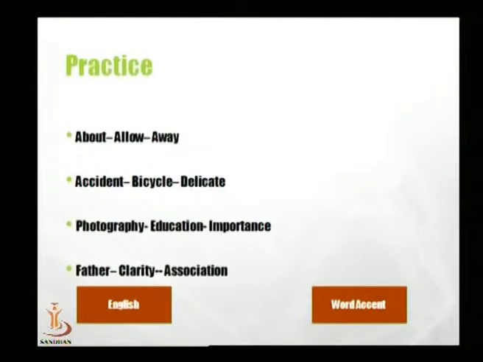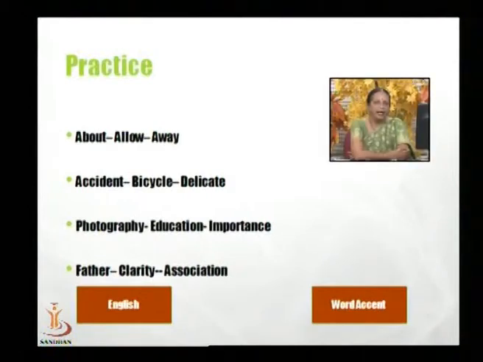Can we look at these words now? I'm continuing with the practice. I've already given you words, but here I'm giving you more practice. About, allow, away, accident, bicycle, delicate, photography, education, importance, father, clarity, association. Say these words once again after me, my dear students.